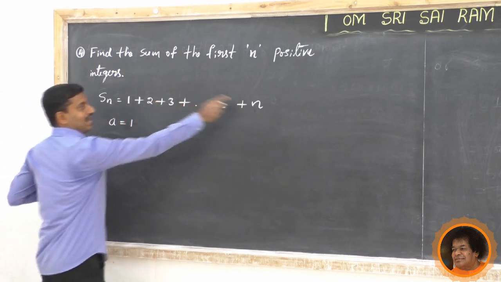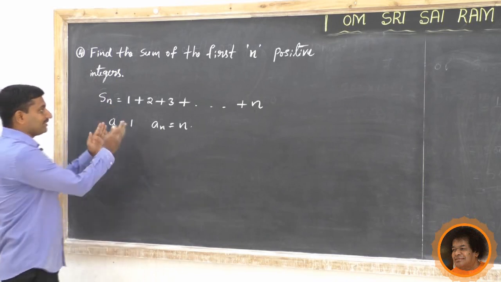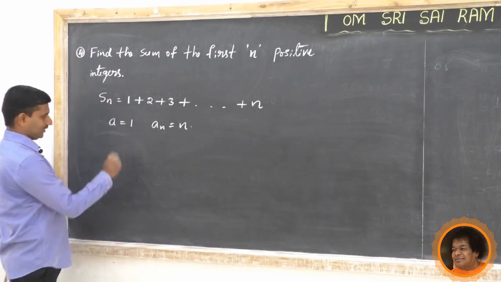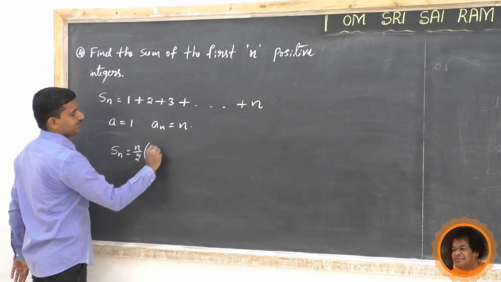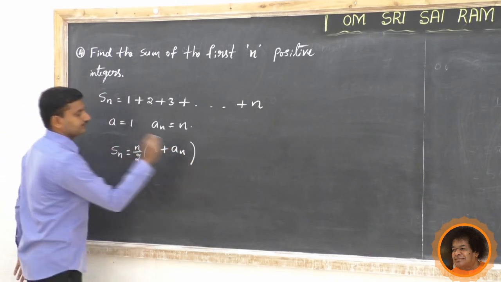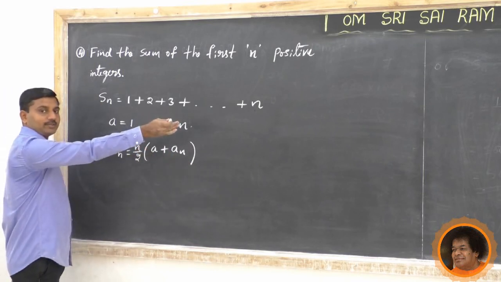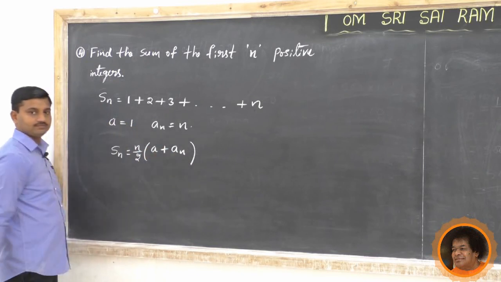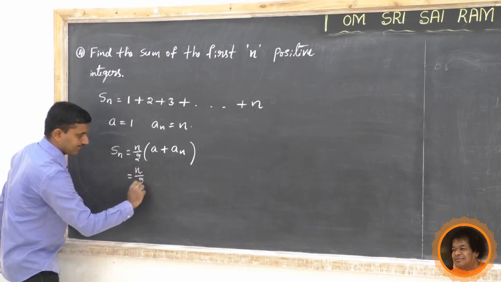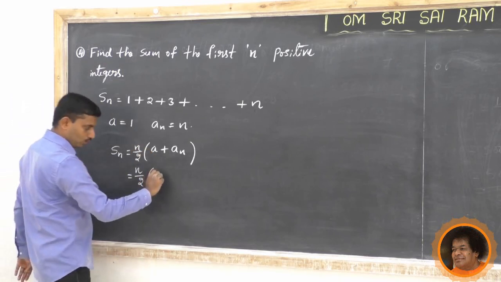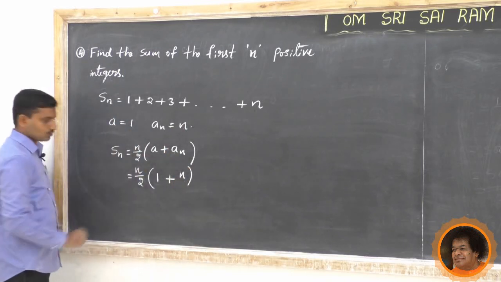First term, last term an equal to n. If the first term and the last term are given, what is the sum? Using the formula Sn is equal to n by 2 into a plus an. This is the formula to find the sum of n terms of an arithmetic progression if the first term and the last term are given, where n is the number of terms: n by 2 into the first term a plus the last term an, that is n.